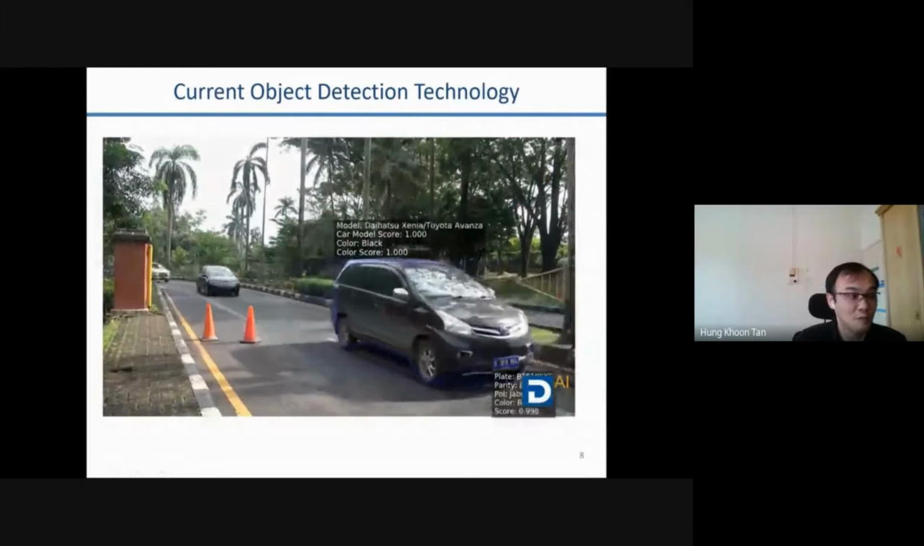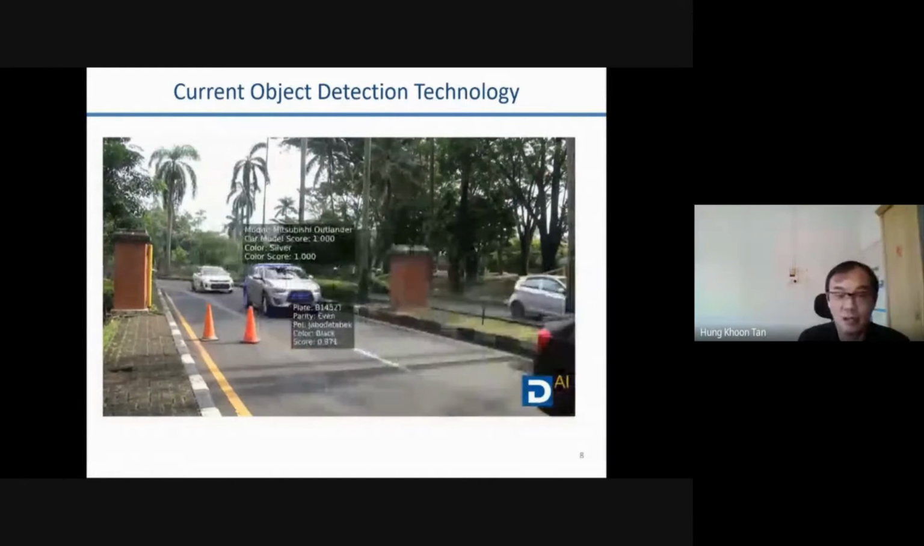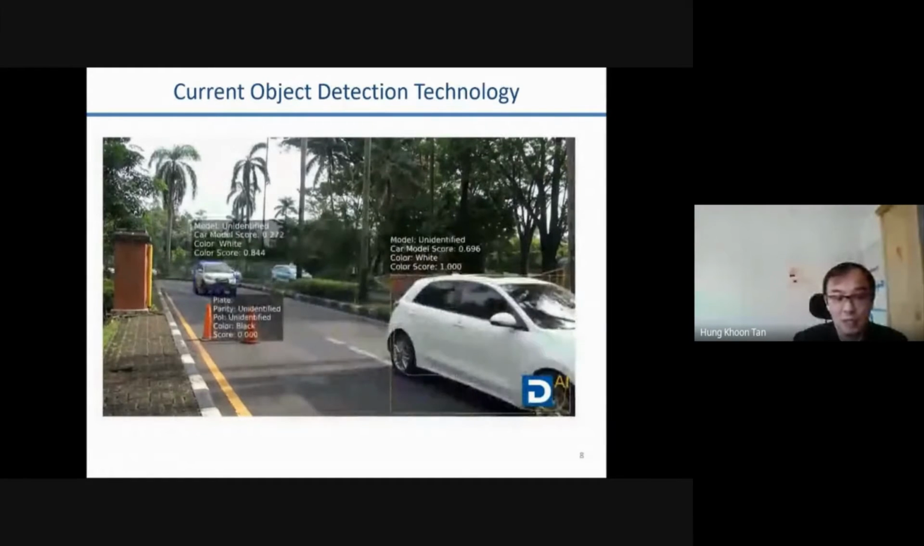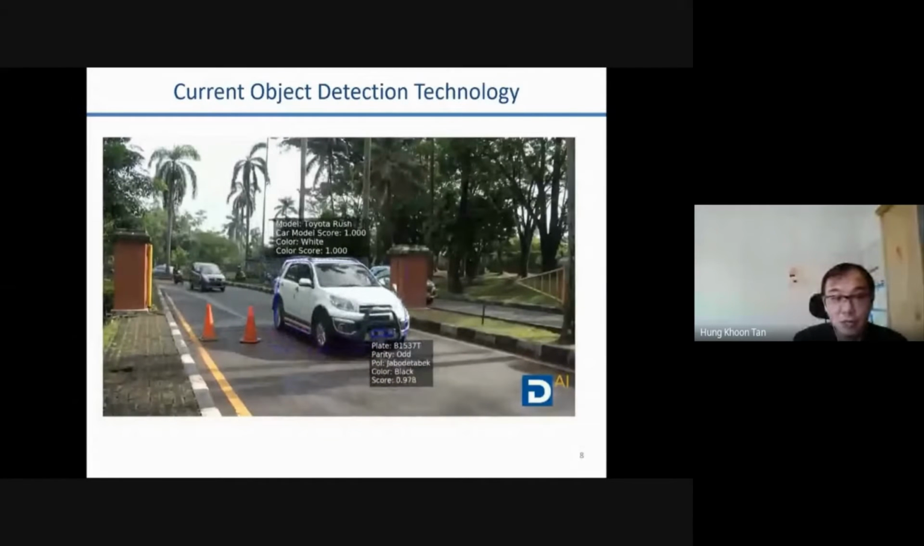So today, this is one of the systems developed by a company in Indonesia called Diligence.ai. You can see that it's doing something similar. What is it doing? It's able to detect the car, identify the model of the car, detect the color of the car, the car plate, and even the parity of the plate. So in some countries, certain cars are only allowed on the road on certain days. Probably those with odd parity can only drive on Monday, Wednesday, and Friday, whereas those with even parity can drive on Tuesday, Thursday, and Saturday. So it's able to detect that. Besides that, this system can also detect the logo of the car. So this technology is already available to us today.